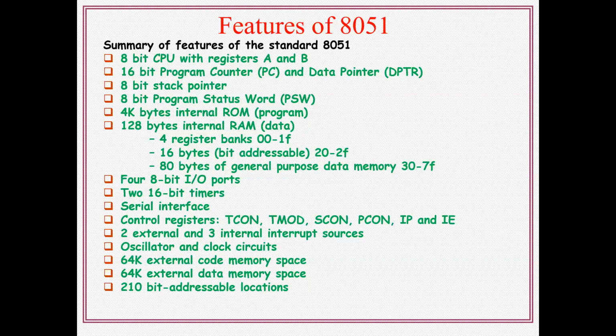And the next feature is four 8-bit IO ports. The 8051 supports 4 IO ports. Each and every IO port contains 8 IO lines, so a total of 32 IO lines are available. And the next one is two 16-bit timers supported. The 8051 supports two 16-bit timers, timer 0 and timer 1.